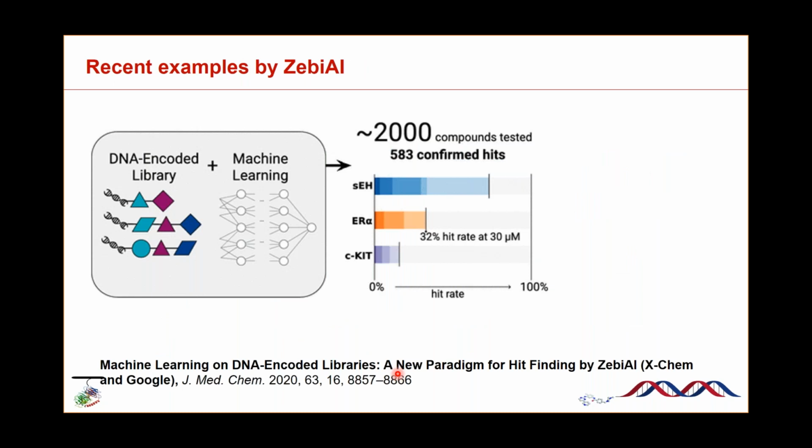this concept has recently been demonstrated by Navy AI, who published a paper last year. They demonstrated it is useful for 3 protein targets, and they could get a hit rate of around 32, using a compound cutoff of 30 micromolar. And we have done a similar thing.